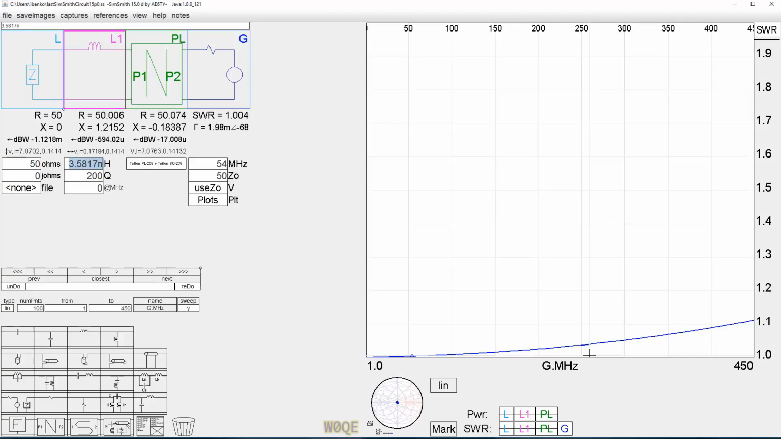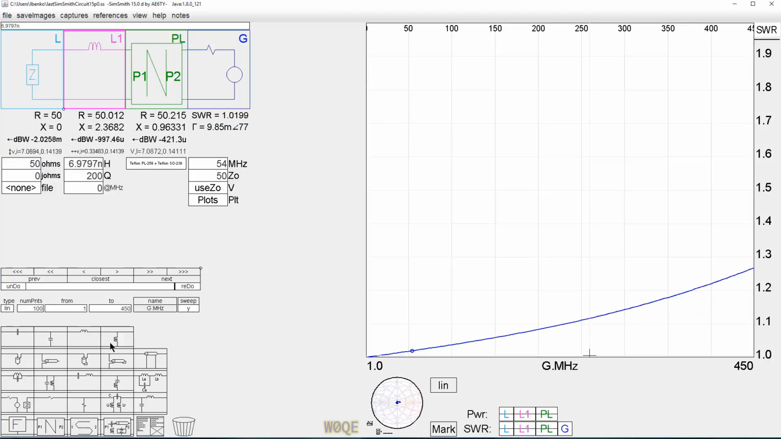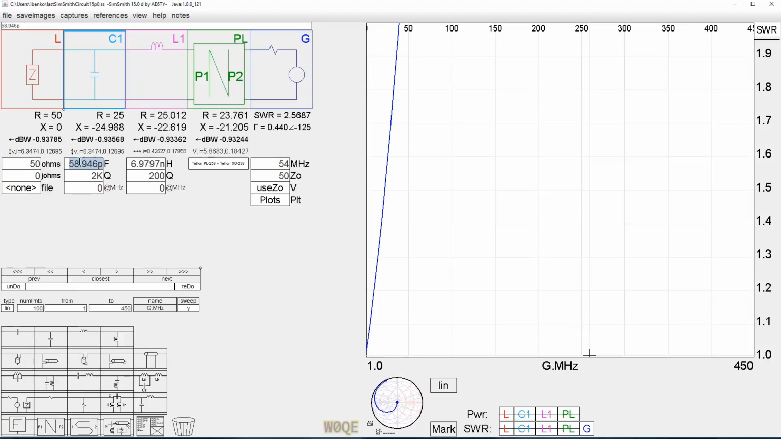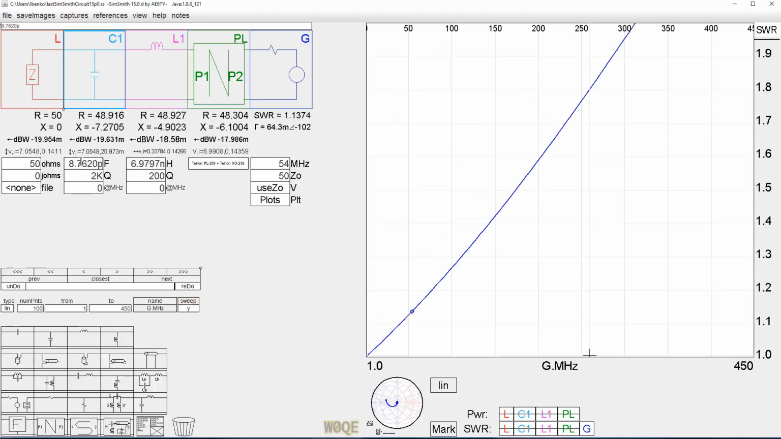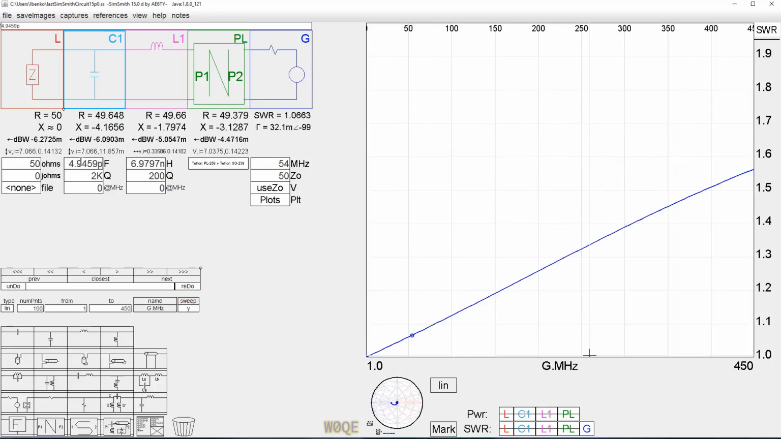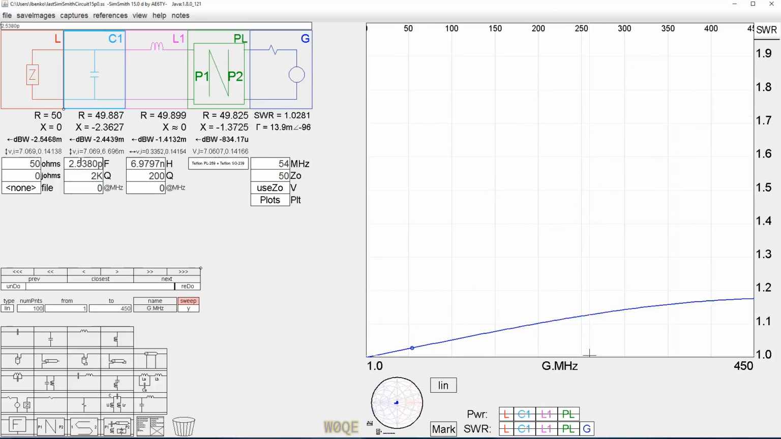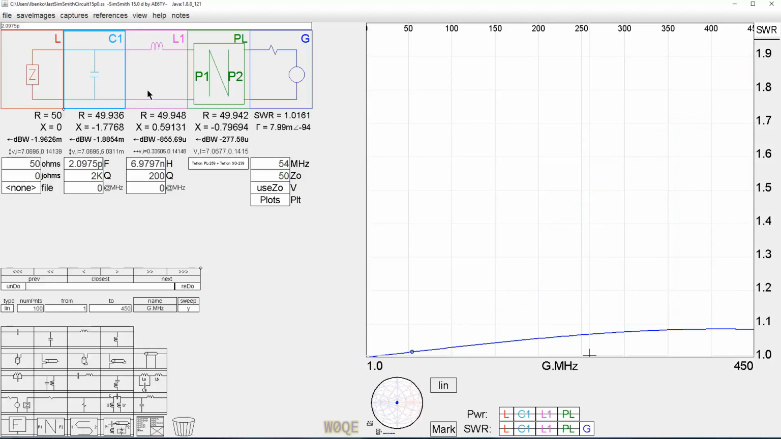Actually, if you want to be even more particular than this, you can increase this value somewhat and put a small capacitor here, and you can see that you can get some incredibly good compensation for this connector. We need about, I think, 2 point something.